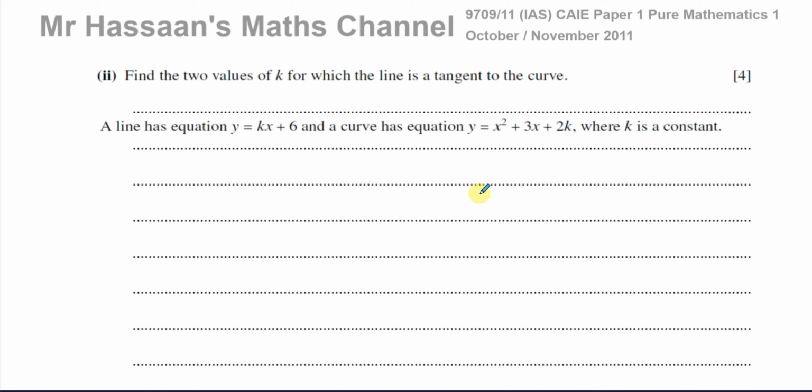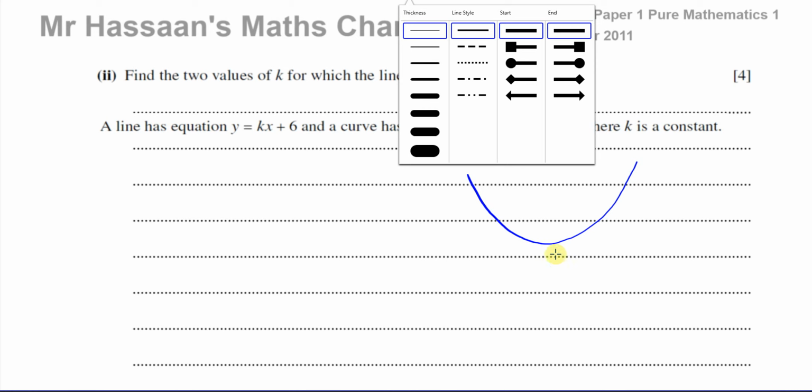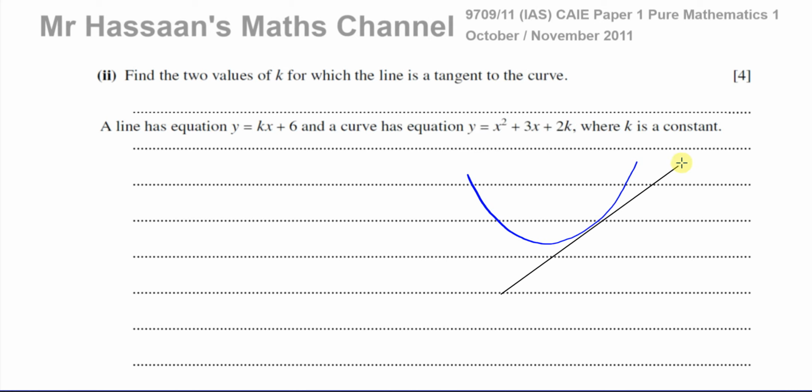So this curve would look something like this, a quadratic. And this line, depending on the value of k, if it's positive or negative, could be negative or positive. There could be different values of k. So that is a tangent: when a line is a tangent to the curve, it just brushes past it at a certain point. At the point where it touches the curve, they have the same gradient. This is the tangent to the curve at that point.